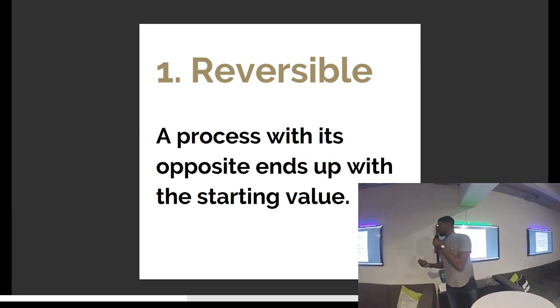The first pattern is called reversible. This is when a process has an opposite that will get you back to your starting variable or starting values. A good example of this would be encoding and decoding. Let's say you have something that you're going to be encoding to JSON. If you then have a method that also decodes, you can use that to verify that you end up with the starting variable after you encode.